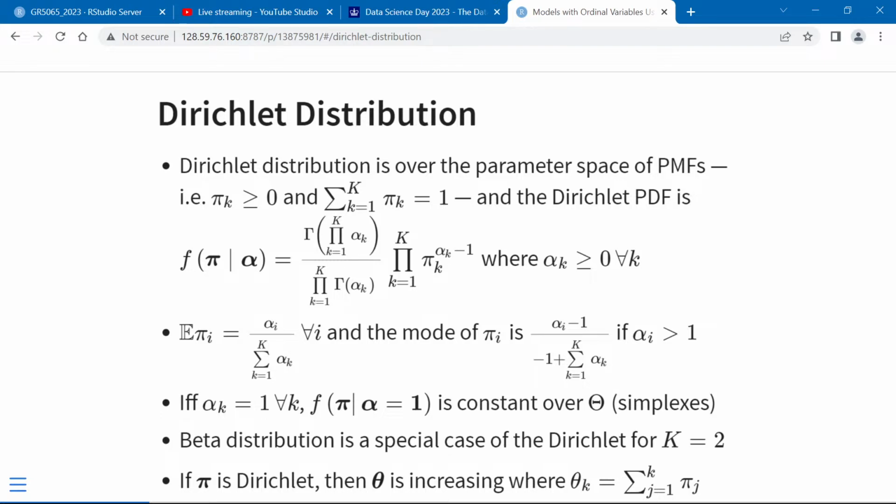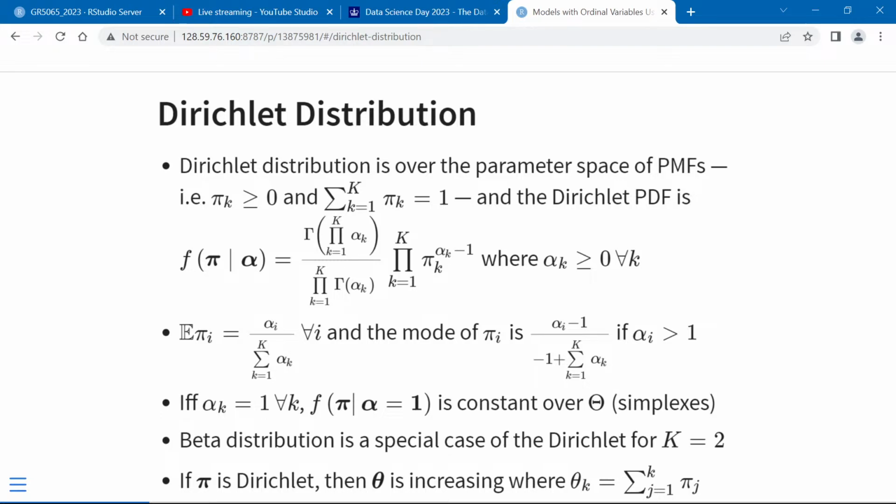Also, if you look at this form of the PDF, it's clear that if all the alphas are 1, then you just have pi raised to the power of 0. That's just going to be 1, in which case your density is proportional to 1, which is to say all simplexes, random vectors that are non-negative and add up to 1 of size k, are equally probable. That's not a bad prior in a lot of situations, although you might be able to do something better based on your substantive knowledge. Dirichlet includes as a special case the beta distribution when k is 2.